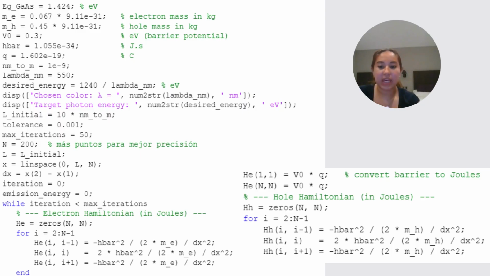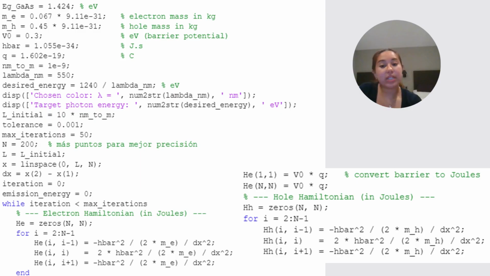A smaller effective mass leads to a larger confinement energy, while a heavier mass results in more closely spaced quantized states. Next, the code defines the barrier potential, the reduced Planck constant, the electron charge, and the conversion factor between nanometers and meters. It also converts the desired wavelength into a photon energy using the well-known relation E equals hc divided by lambda. For a wavelength of 550 nanometers, the target photon energy is approximately 2.25 electron volts.